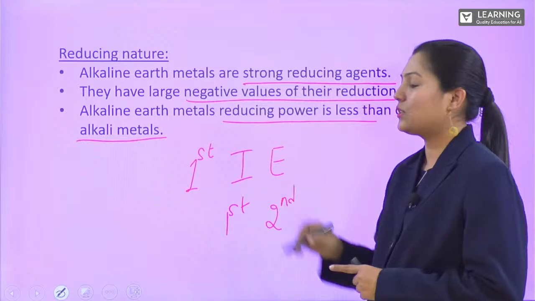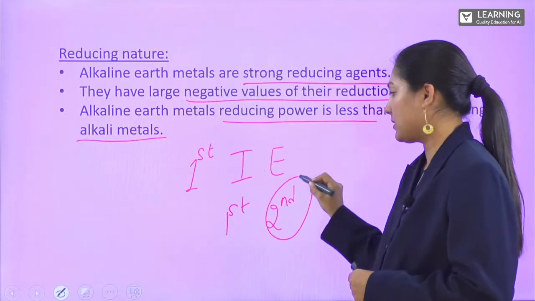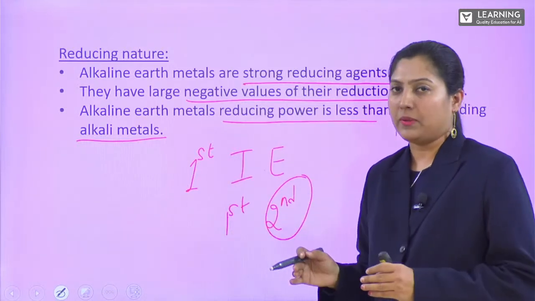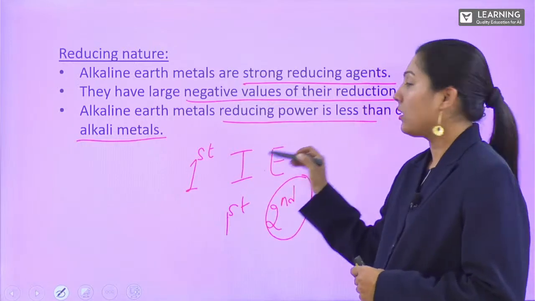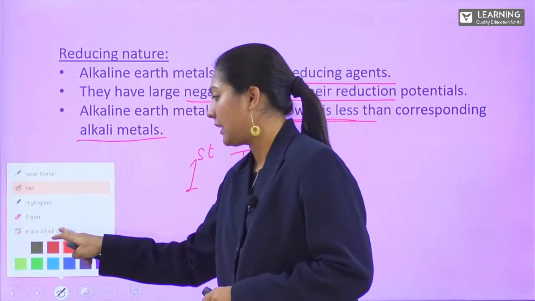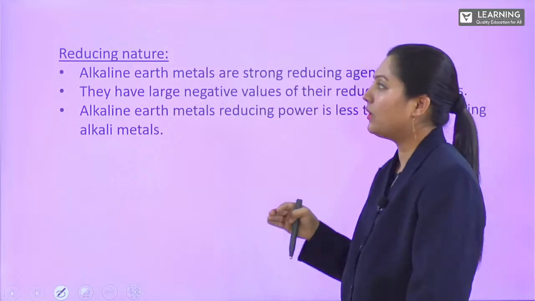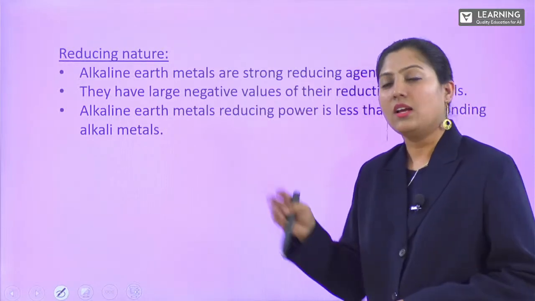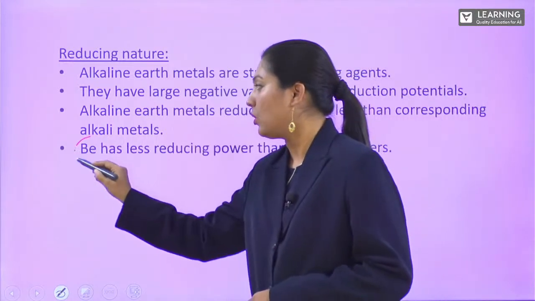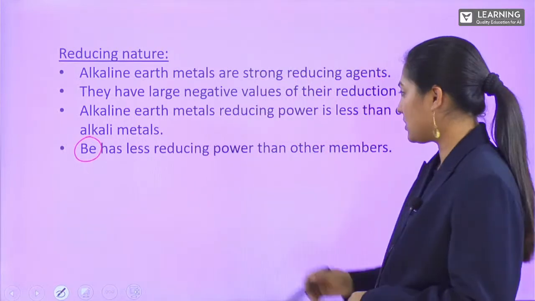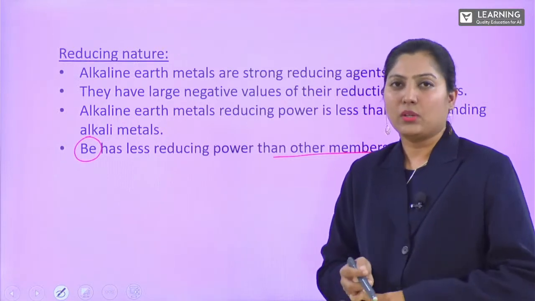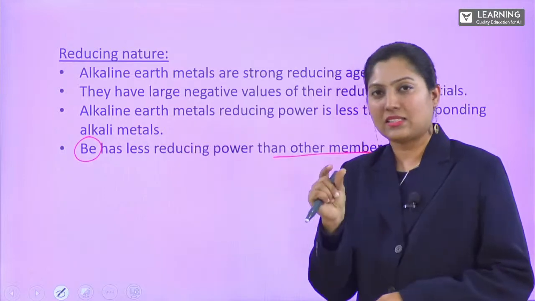The first ionization energy is high for second group elements. That means the first group elements can easily remove electrons from their orbit, so they have more reducing power than the second group elements. You have to connect each point so that you can remember each and every chemical property of the first and second group elements. Beryllium has less reducing power than other elements of the same group. Why? Because it has a smaller size.